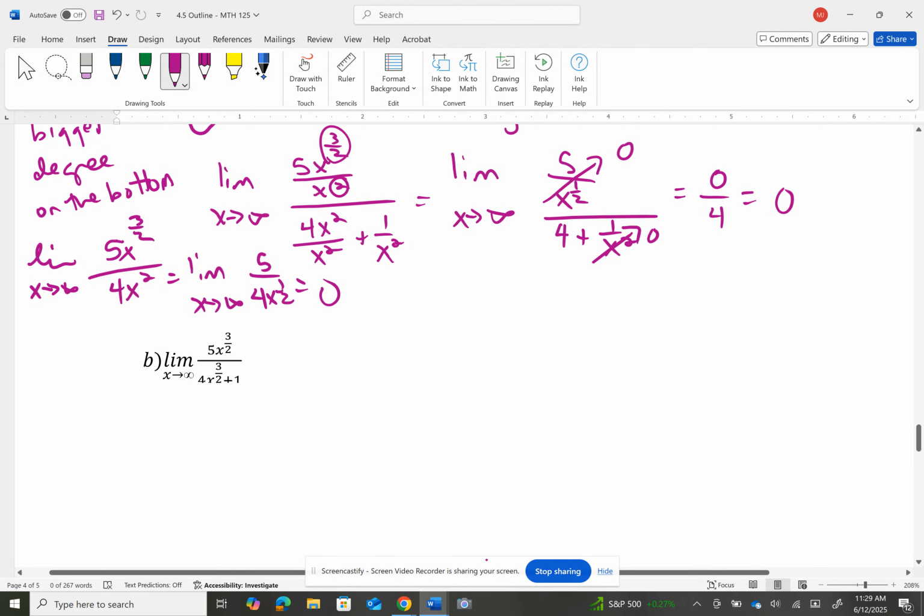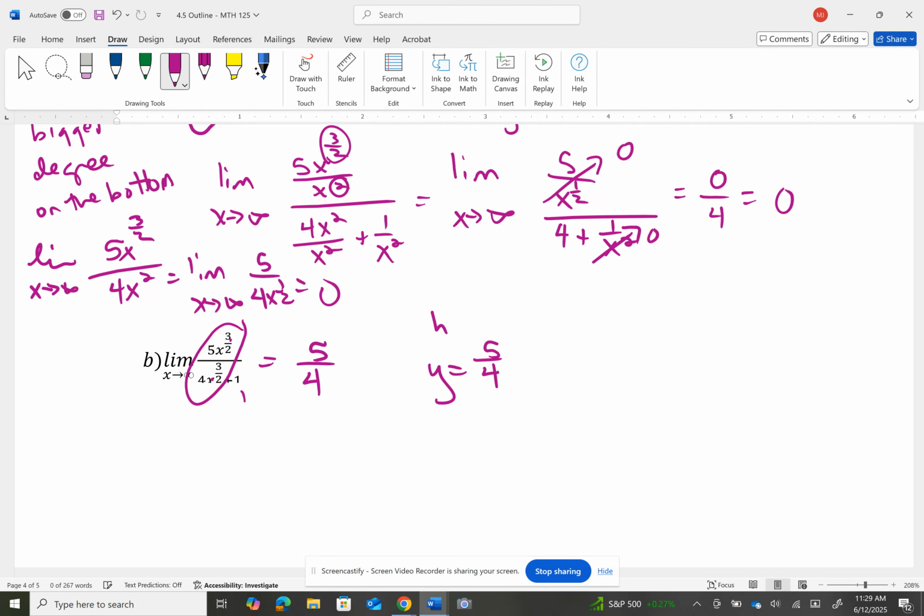Here the degrees are the same. That little 1 doesn't really affect anything when I'm plugging in infinities. It's so small. So when I'm looking at that, I'm just thinking about how the degree's the same top and bottom, so I know this limit is going to be equal to the ratio of the leading coefficients. I would have a horizontal asymptote at 5/4.